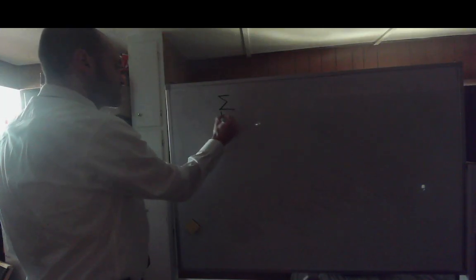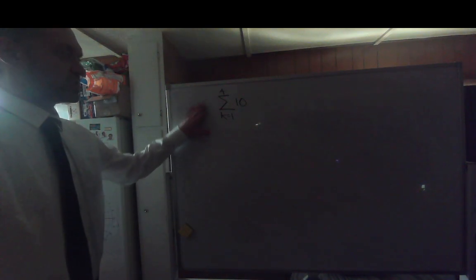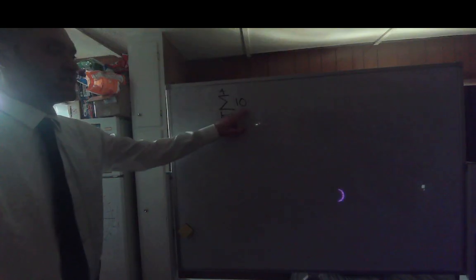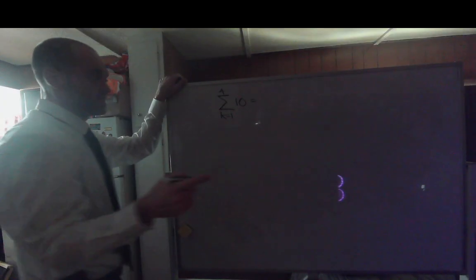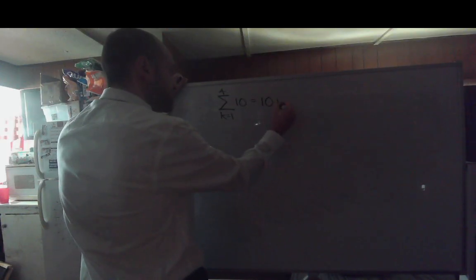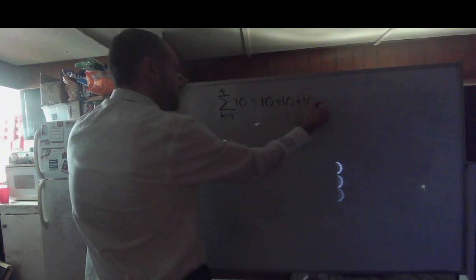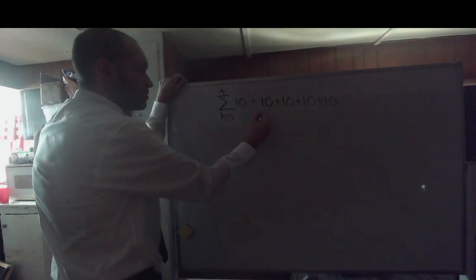Now, what if you had something like this? The sum from k equals 1 to 4 of just 10. So you just have from k equals 1 to 4 of 10. You only have a constant. Well, there are a couple ways you can do this. If every term is 10, you're going from 1 to 4, you can just take 10 plus 10 plus 10 plus 10, right? Which we know would be 40.